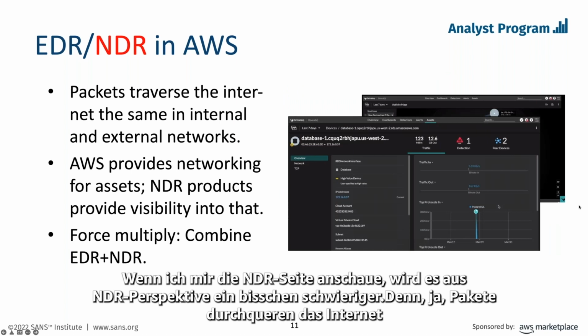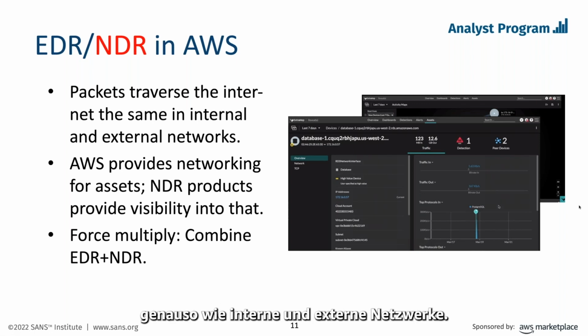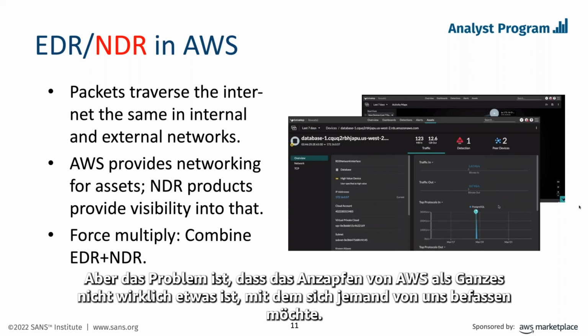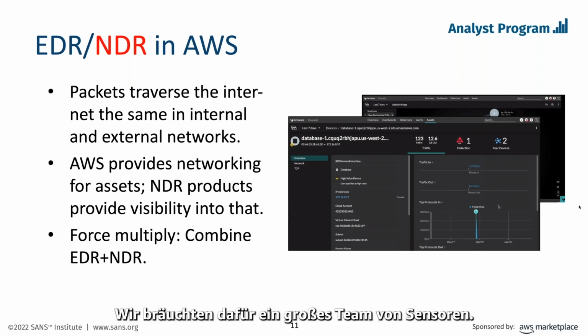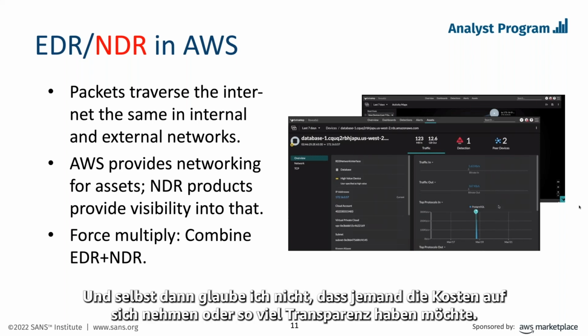Taking a look at the NDR side of things, from an NDR perspective, this is where it gets a little trickier. Because yes, packets do traverse the internet as well as the same way that they do internal and external networks. But the problem is tapping into AWS as a whole is not really anything any of us really want to get into. We need a significant sized team of sensors to do that. Even then, I don't think anyone wants to bear the cost or wants that much visibility.